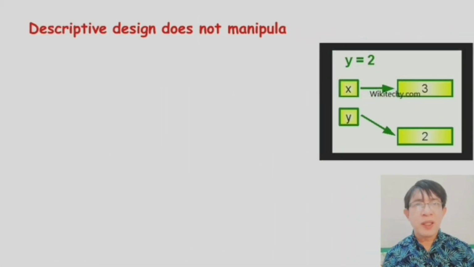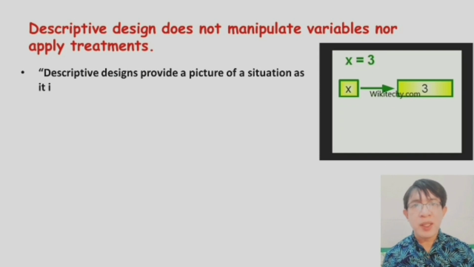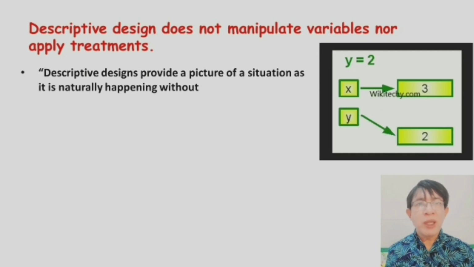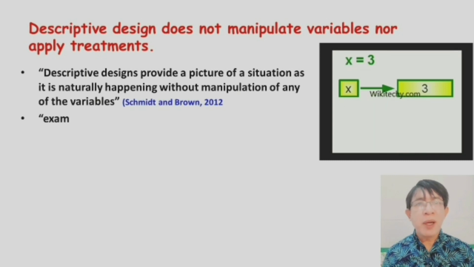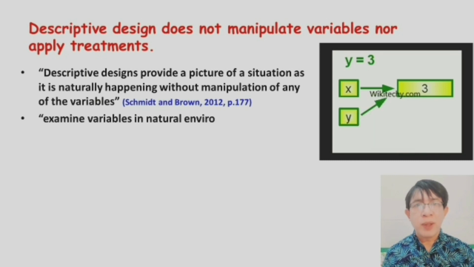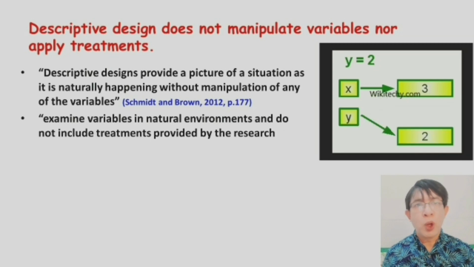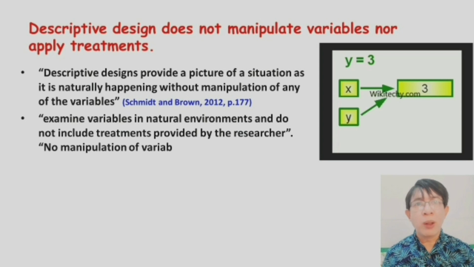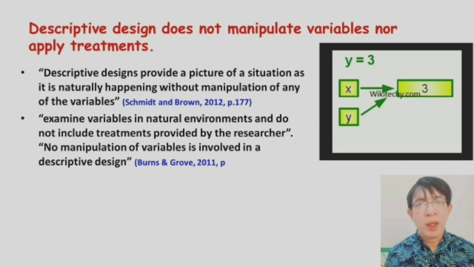Descriptive designs do not manipulate variables nor apply treatments. Descriptive designs provide a picture of a situation as it is naturally happening without manipulation of any of the variables. They examine variables in natural environments and do not include treatments provided by the researcher. No manipulation of variables is involved in a descriptive design, according to Burns and Grove.